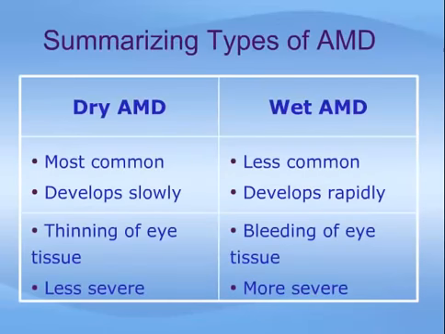To summarize, dry AMD is slower, more common, and less severe. Wet AMD is faster, less common, and more severe. Although different, both types of AMD affect the macula. Therefore, both types take away from your central vision.